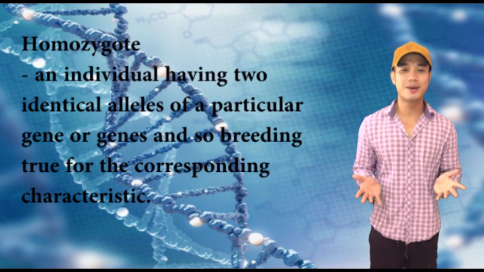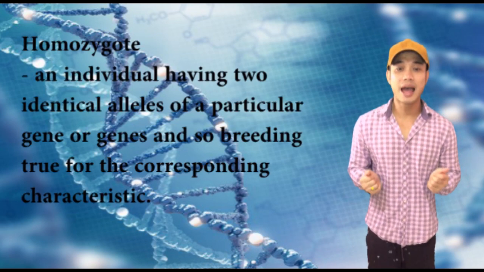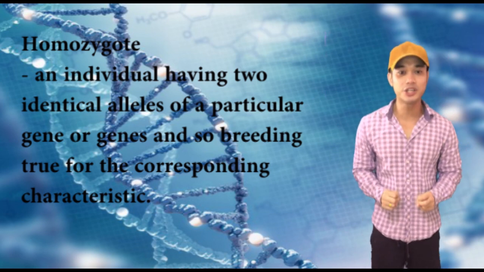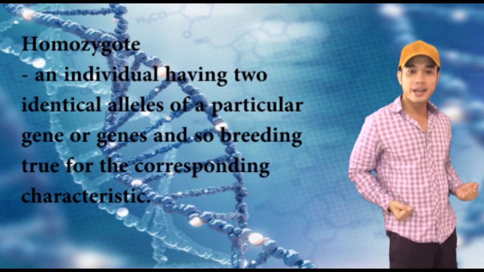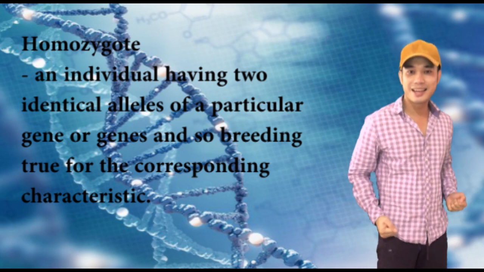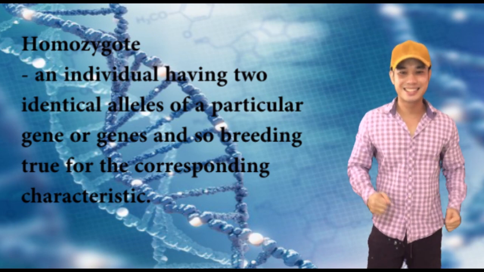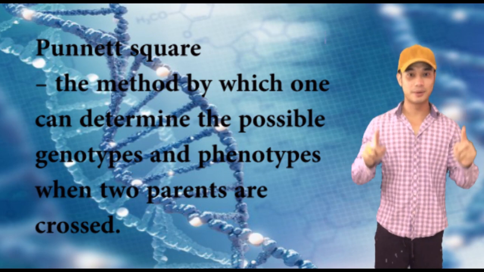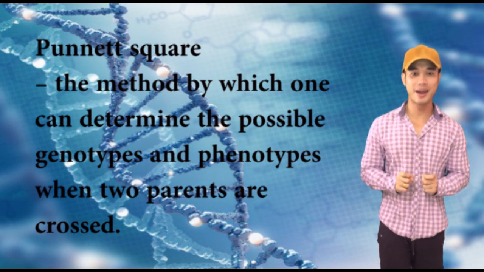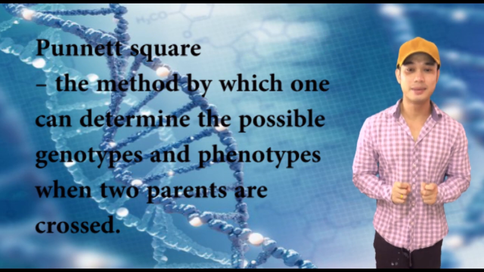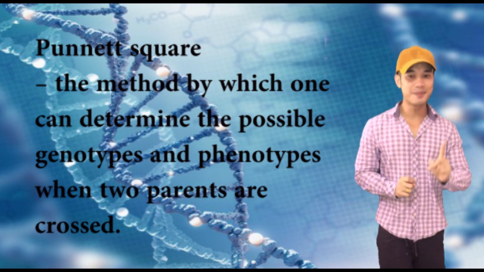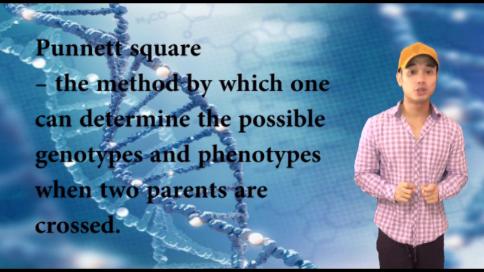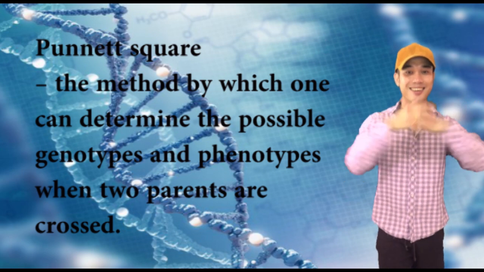Next is the homozygote. It is an individual having two identical alleles of a particular gene or genes, and so breeding true for the corresponding characteristics. And lastly is the Punnett square. What is the Punnett square? It is the method by which one can determine the possible genotype and the phenotype when two parents are crossed.